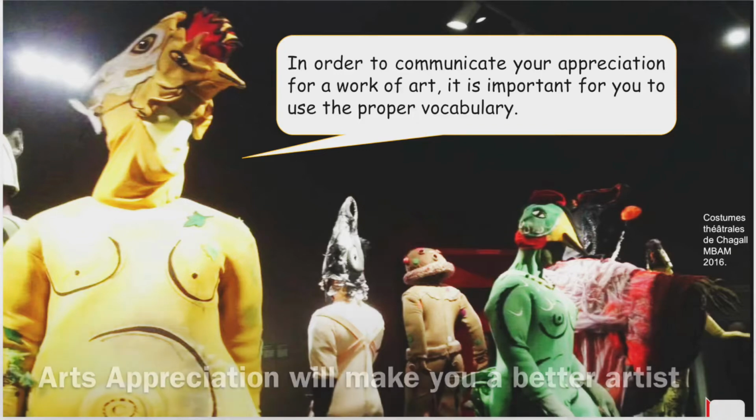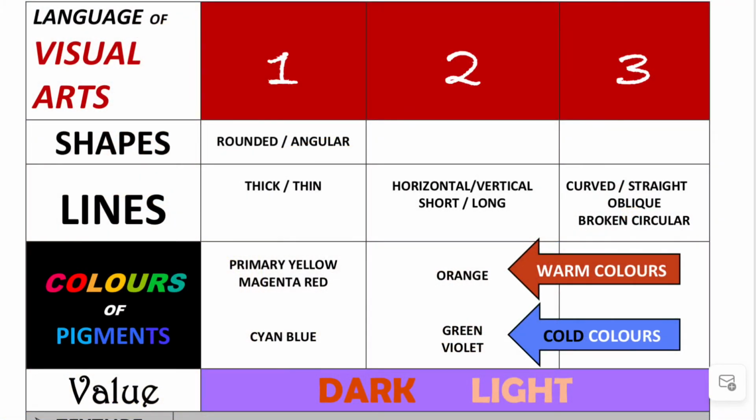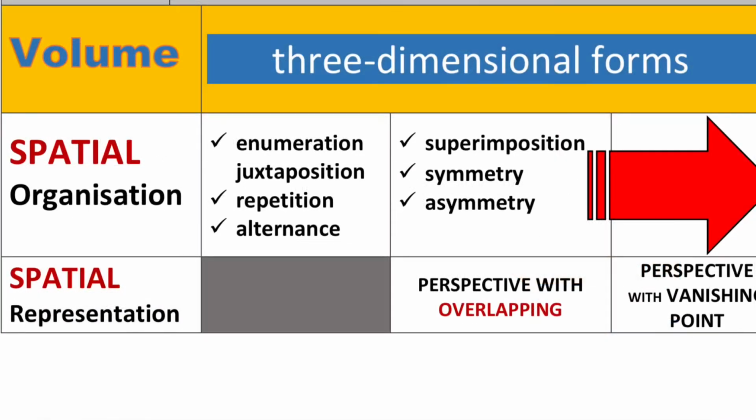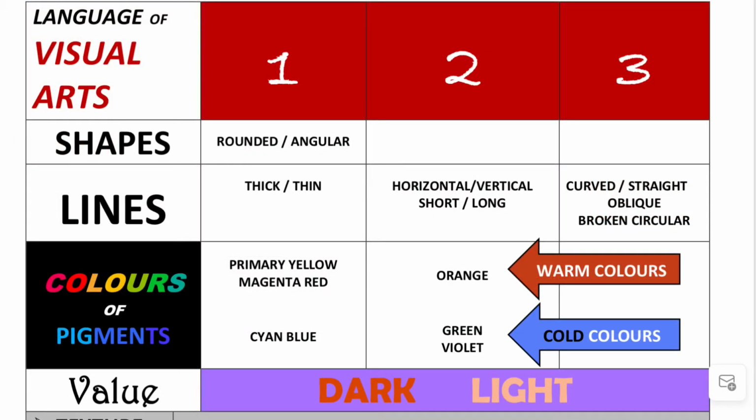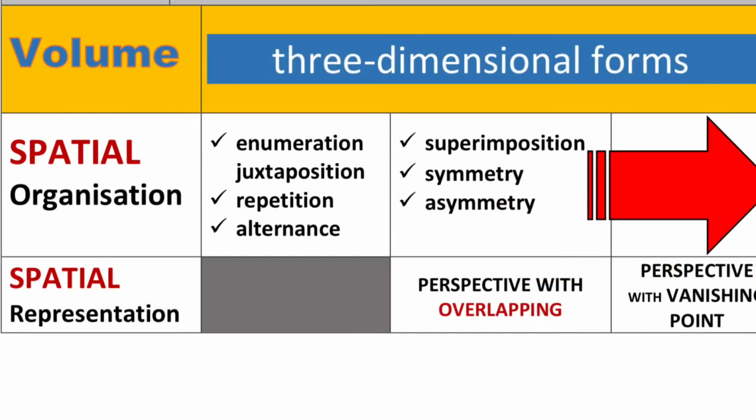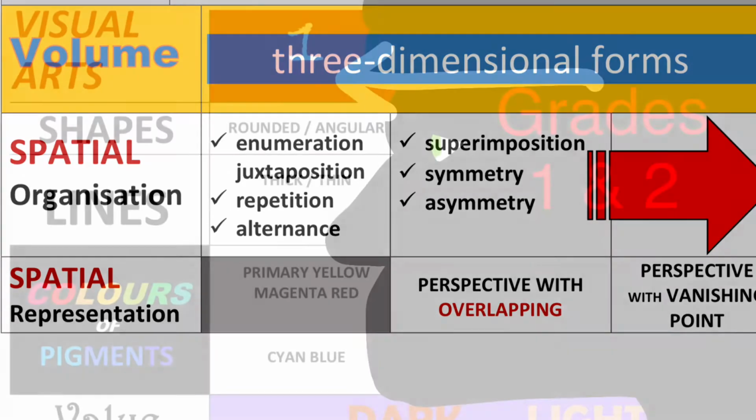Here's a diagram illustrating what you should know by the end of each cycle. Cycle 1 in the left column, grades 1 and 2. Cycle 2, grade 3 and 4. And on the right, cycle 3, which is grade 5 and 6. So basically, by the end of each cycle, you should master what is listed under that cycle. Take a look at this diagram. We will take a close look at shapes, lines, colors, and value. Well, that's not all. After, we will briefly look at volume, spatial organization, and spatial representation.